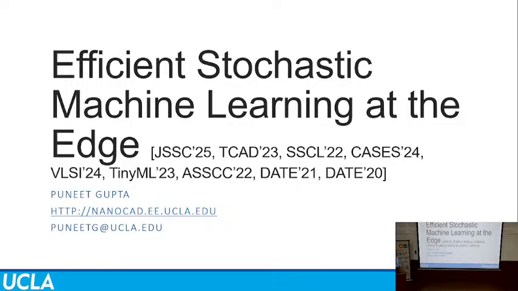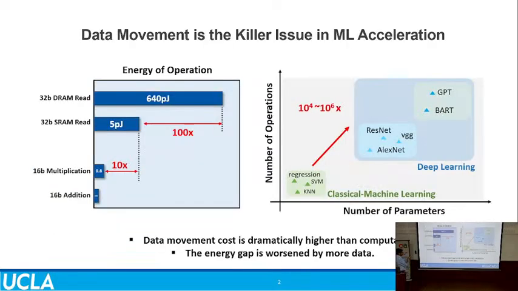So what I'm going to talk about is using a form of computing called stochastic computing. I'll briefly talk about what it is and why it is suited for machine learning at the edge. So if I look at, in context of hardware, and if I'm doing machine learning, where does the energy really go? And some version of this plot is very popular, right?